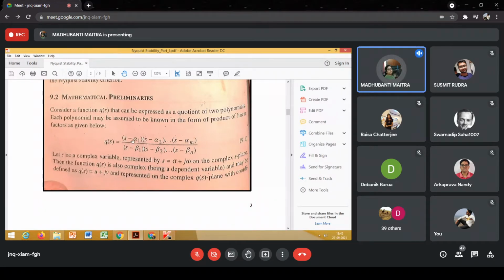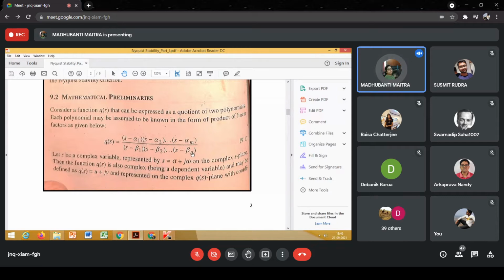Both the polynomials are expressed in factored form. The numerator polynomial is given by (s minus alpha 1)(s minus alpha 2) up to (s minus alpha n). And the denominator polynomial is given by (s minus beta 1)(s minus beta 2) up to (s minus beta n), right? So again, I repeat, Q(s) is a function of s, where s is a complex variable.